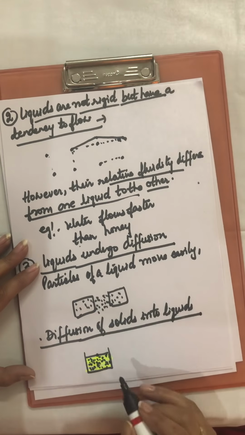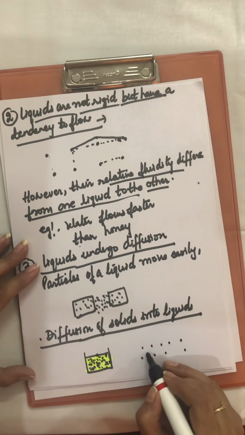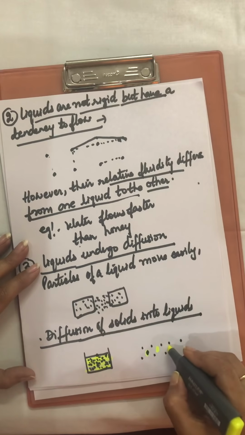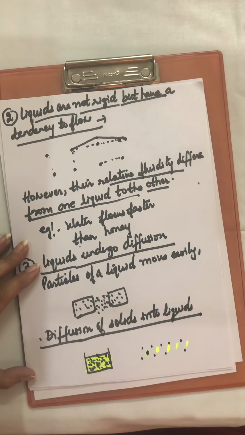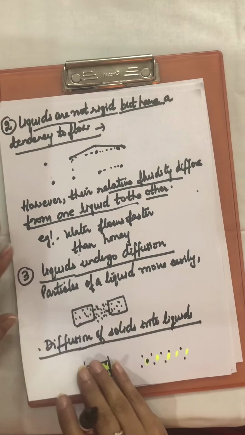The reason is that there are spaces present between the liquid particles to accommodate the other particles in them. So they accommodate the other particles in these spaces. That is why diffusion of solid into liquid takes place. Next example is diffusion of liquids into liquids.